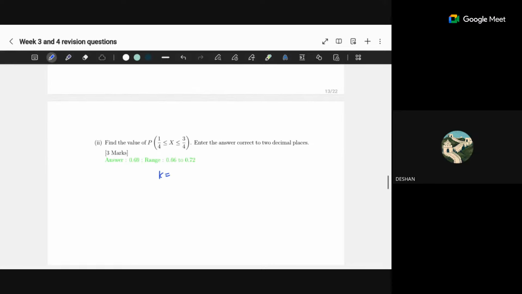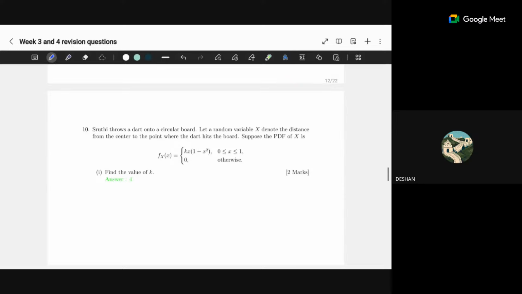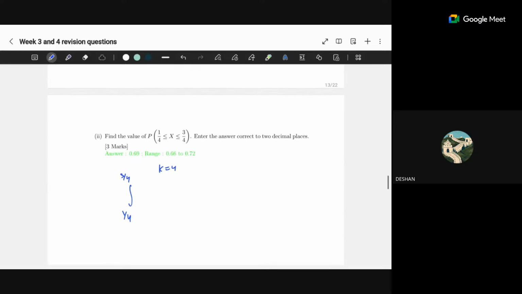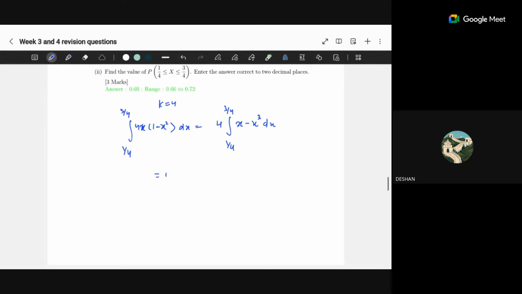So my k is actually 4. So we need to calculate from 1 by 4 to 3 by 4, correct? So what is the equation? Kx into 1 minus x square, correct? Now I can write this as 4 is common. Integral from 1 by 4 to 3 by 4 of x minus x cube dx. Now I can separate it out. So it is basically integrating 1 by 4 to 3 by 4 x dx minus 1 by 4 to 3 by 4 x cube dx.